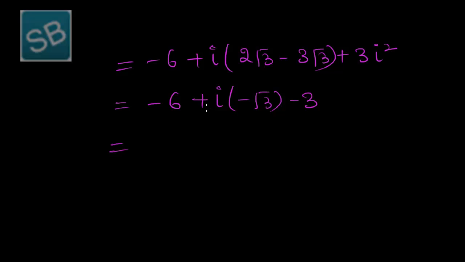Then minus 6 and minus 3, that is the real part, is minus 9, plus into minus is minus, under root 3 iota. So this is the required product of two complex numbers.